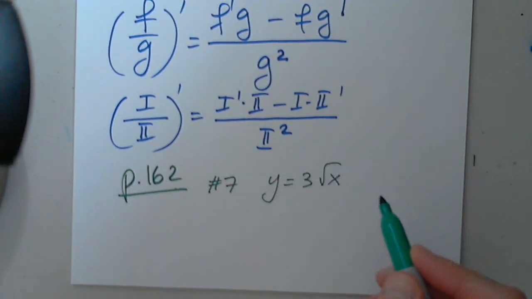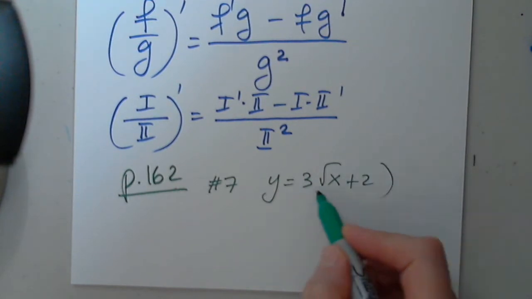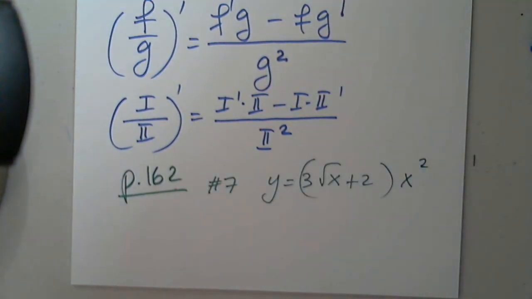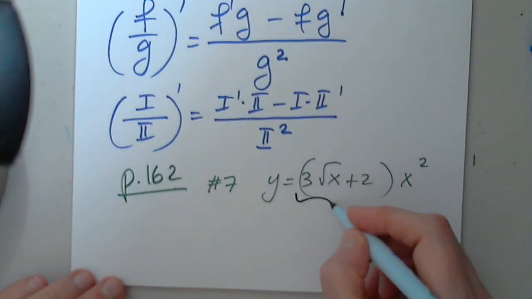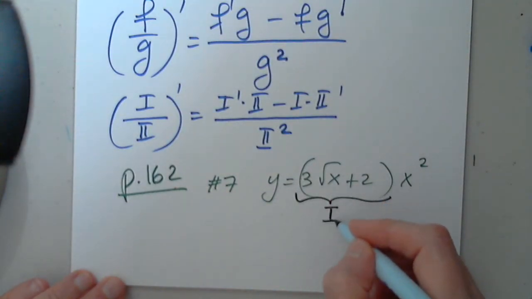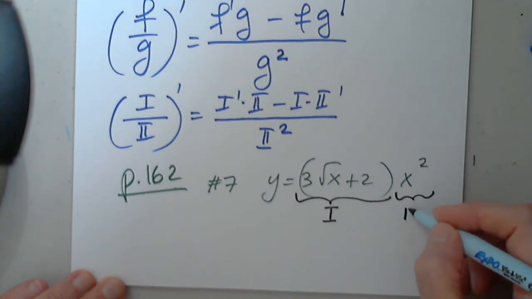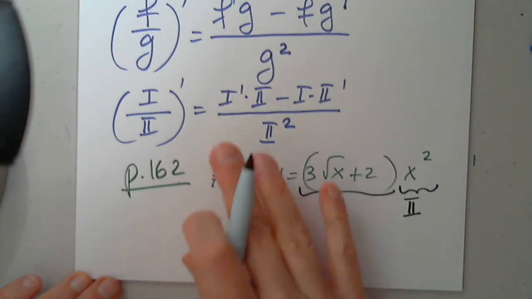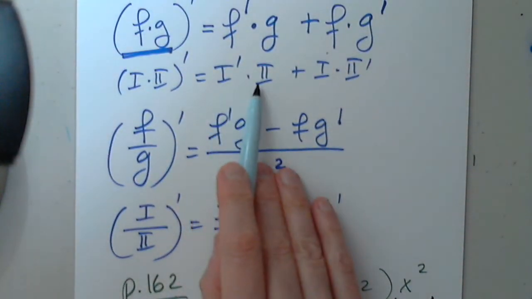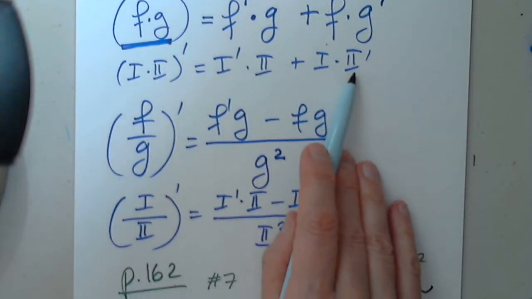So 3 the square root of x plus 2, and times x squared. They want us to multiply and differentiate, and they want us to use the product rule and differentiate and show that it's the same thing. Okay, for now, I'm just going to differentiate using the product rule. This is my function 1. This is my function 2. So here's the rule: 1 prime times 2 plus 1 times 2 prime.